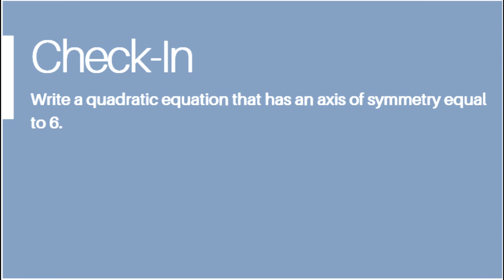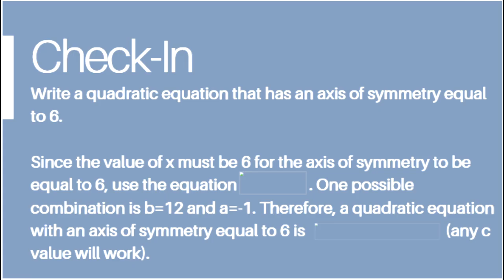Okay, check in. Write a quadratic equation that has an axis of symmetry equal to 6. I did not expect you to do this one on your own, because this is one of those lovely questions that has an infinite number of responses. Since the value of x must be 6 for the axis of symmetry to be equal to 6, use the equation x equals negative b over 2a equals 6. One possible combination is when b equals 12 and a equals negative 1. Therefore, a quadratic equation with an axis of symmetry equal to 6 is y equals negative x squared plus 12x minus 5. Any c value will work.